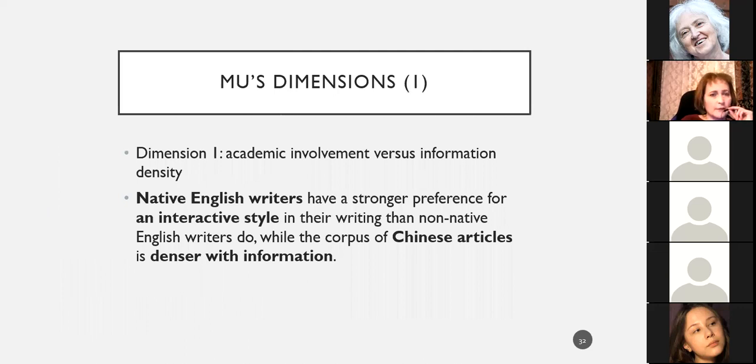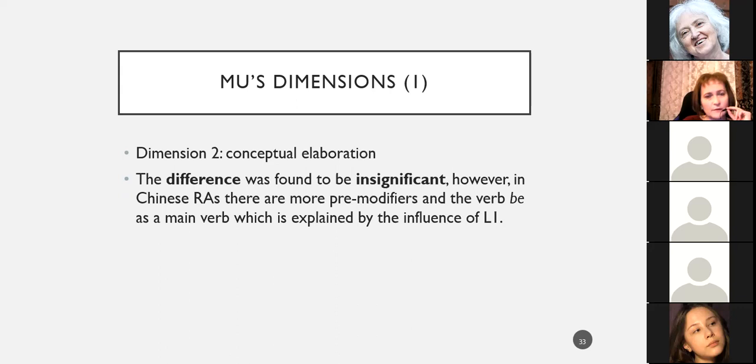So the first dimension proposed by Moore was interpreted as academic involvement versus information density. And the author found that native English writers have a stronger preference for an interactive style in their writing than non-native English writers do. And it was also found that the Chinese authors' texts were denser with information than the ones written by the native speakers of English.